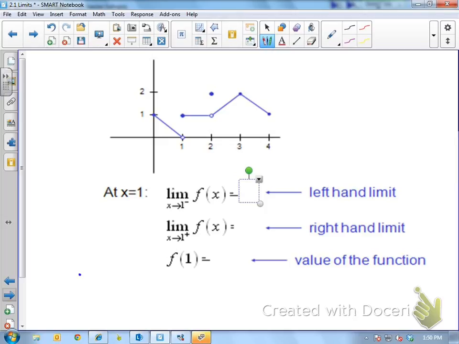So we have a graph here. It's going to be the same graph for the next 3 things we talk about, so you don't have to draw it over and over again. You only have to draw it once. We're going to check the limit from the left, the limit from the right, and then the value of the function itself, and see if we get a limit overall.